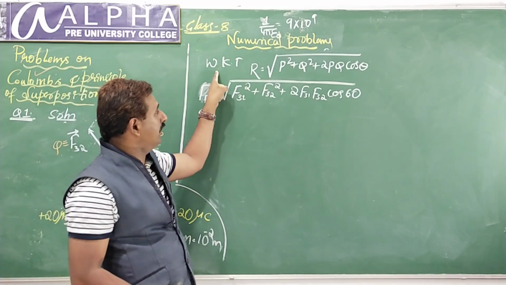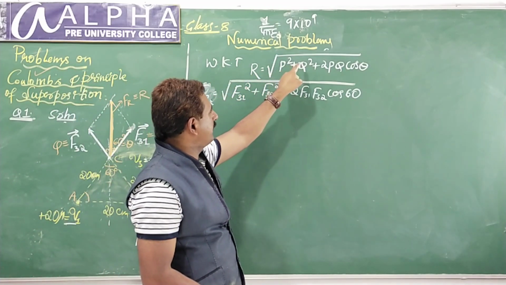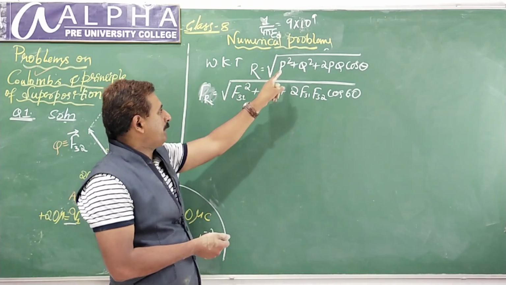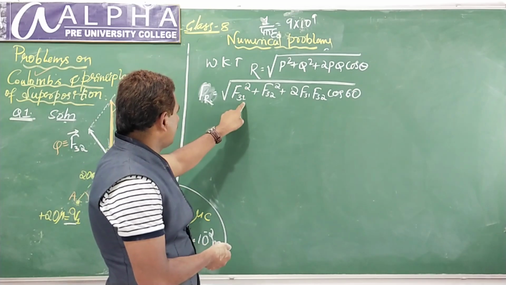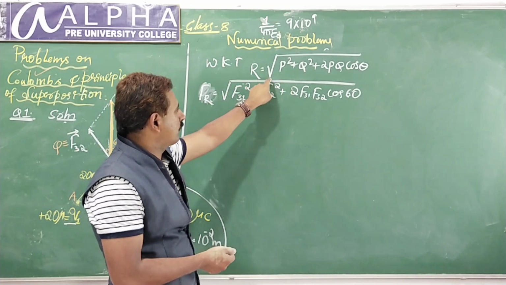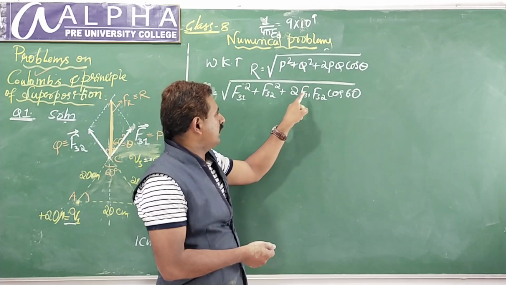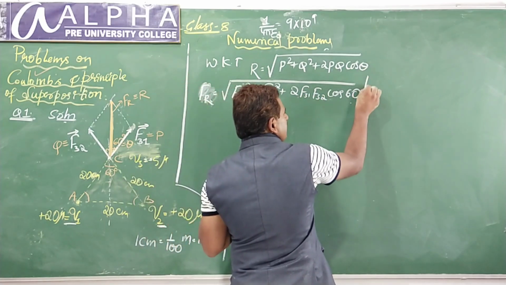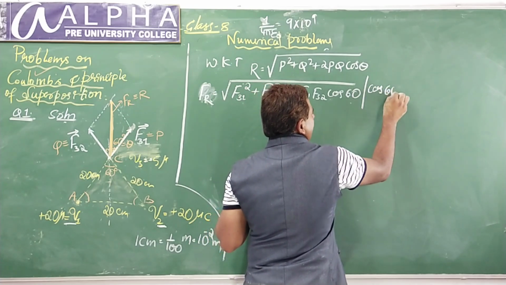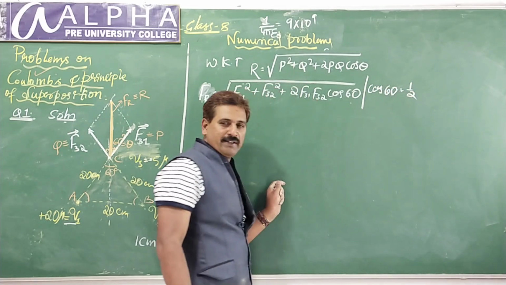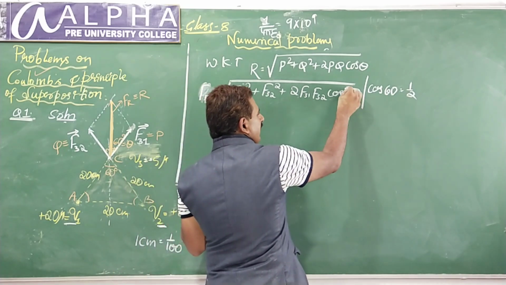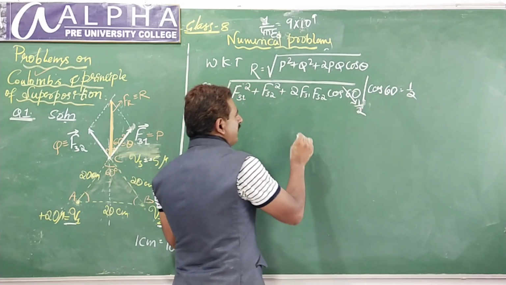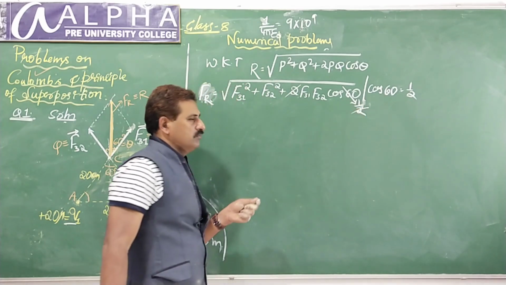Okay, the resultant formula: R equals root of P squared plus Q squared plus 2PQ cos theta. What is P? P is F31, Q is F32, so R equals root of F31 squared plus F32 squared plus 2 F31 F32 cos 60. Now students, what is cos 60? Cos 60 is equal to half. You have learnt in mathematics class, right? So if I write half instead of cos 60, then you can cancel out 2.